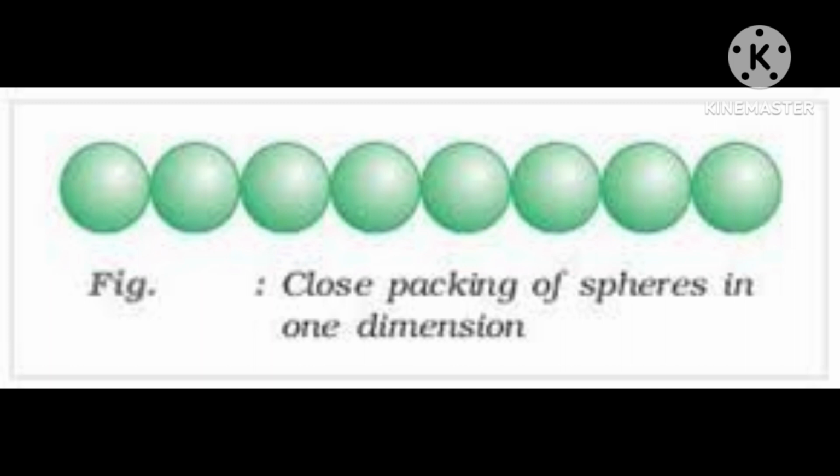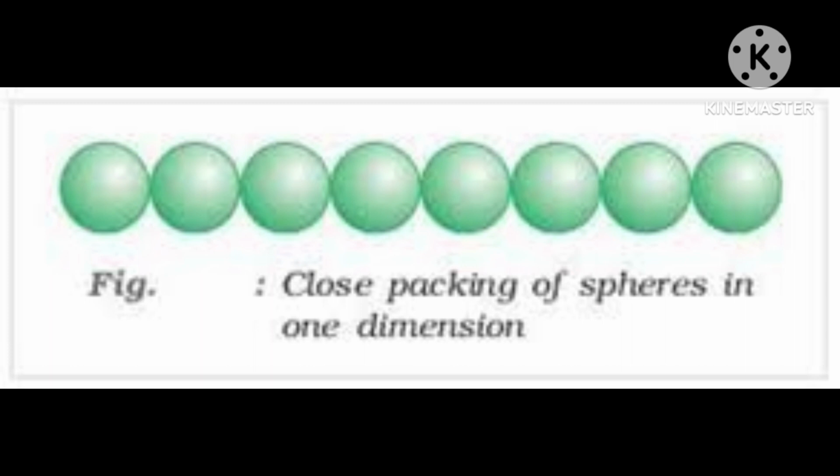It is very easy. There is only one way of arranging spheres in a one dimensional close packed structure. Only one way, a very easy way, that is to arrange them in a row and touching each other. Just like you take a very small ball, five, six, maximum ten, and arrange them touching each other in one row.